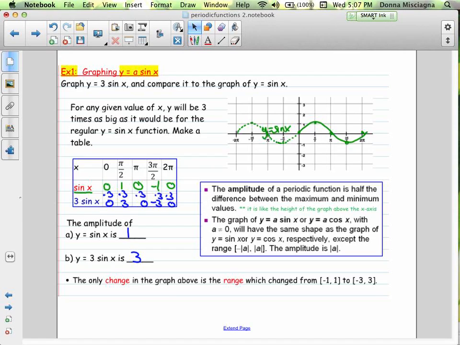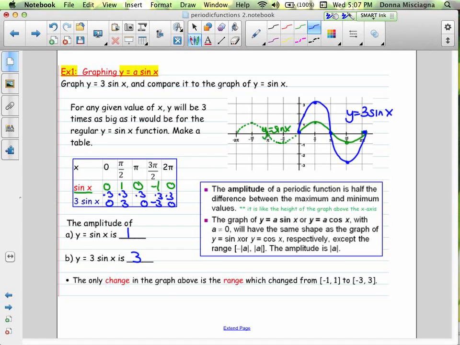The graph, though, that we wanted to graph was y equals 3 sine of x. And so we'd go through 0, 0, pi halves 3, pi 0, 3 pi halves negative 3, 2 pi 0. So this would be y equals 3 sine of x.